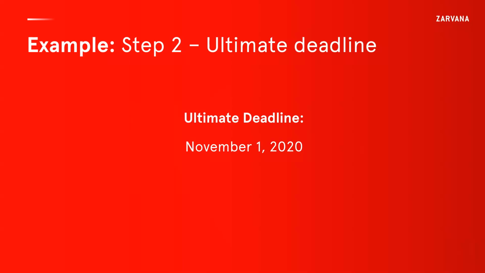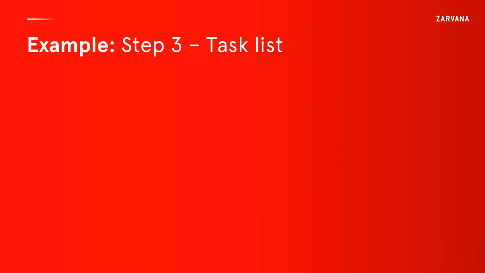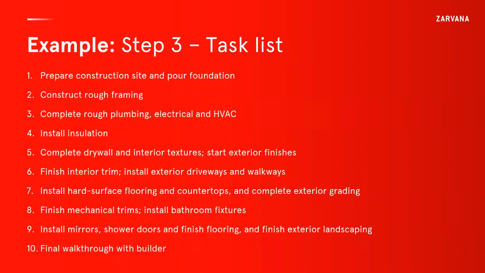From there, we have step 3. In step 3, we have to figure out what is every task that is needed to complete our objective. And so in our example here, and again, I'm using this as an example, I'm not an expert contractor, so if you have problems with this list, try to let it go and focus on the role of work planning here. So here is a list of 10 steps that are required to build a house. Now, I pulled these from another source. They may not be perfect, but you get the idea.